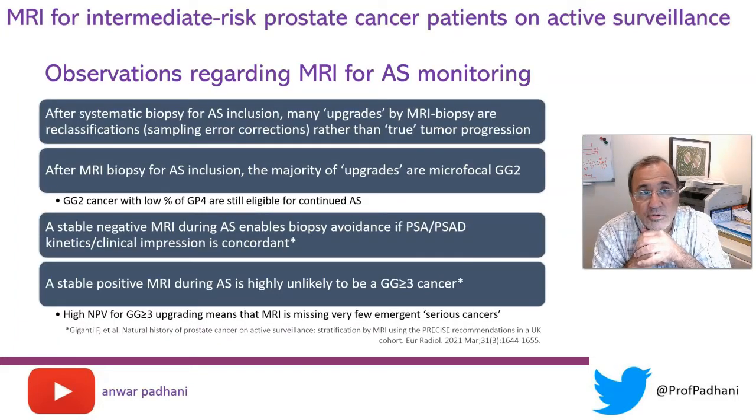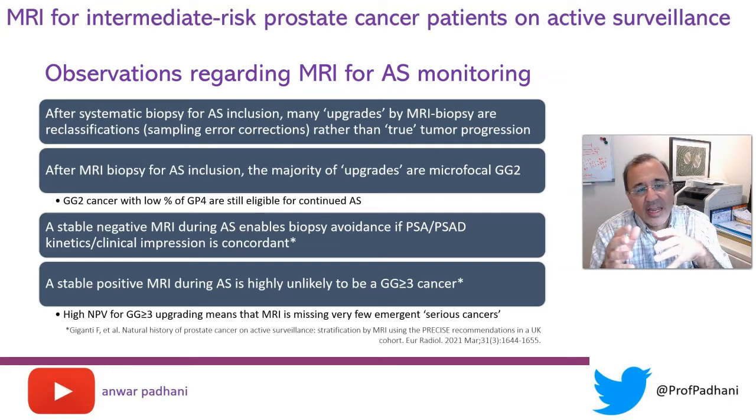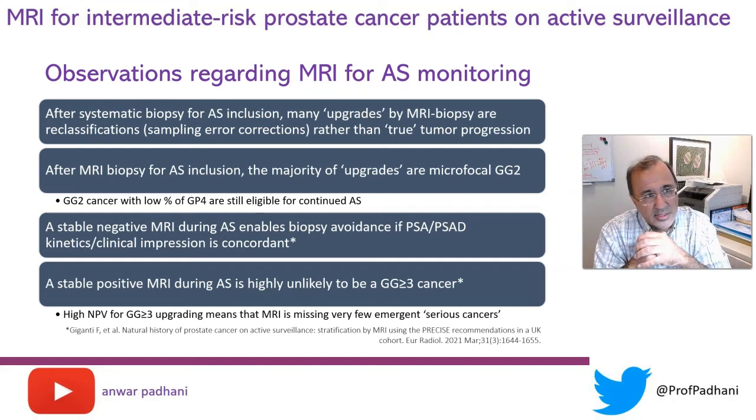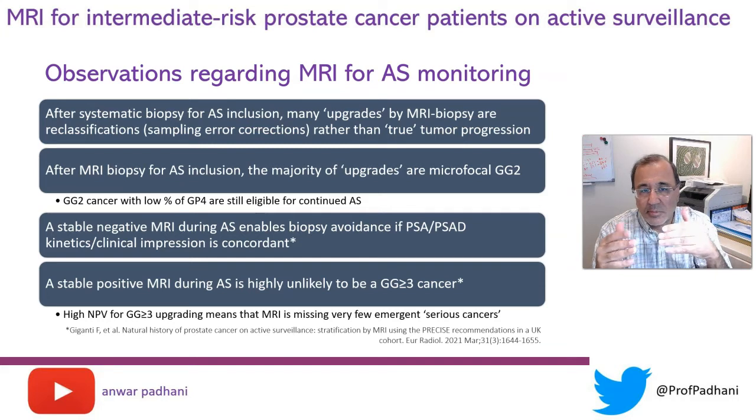So here are some general observations regarding MRI for AS monitoring. If patients undergo inclusion with a systematic biopsy, then many of the upgrades by an MRI biopsy are in fact due to sampling error corrections rather than true progression. If you used MRI for inclusion into AS, then any upgrades that you see are more likely to be microfocal grade group 2 cancers, and these people are of course still eligible for continued active surveillance.